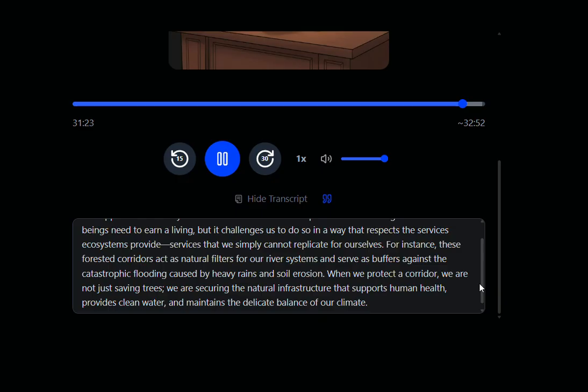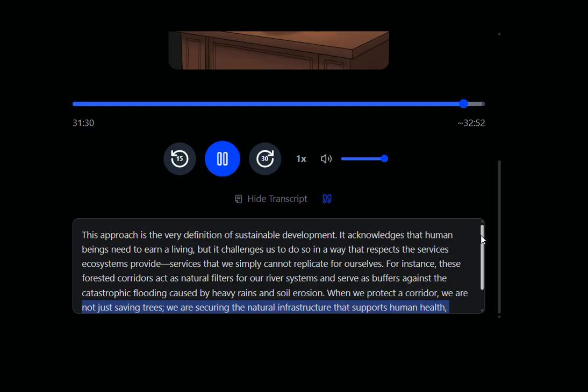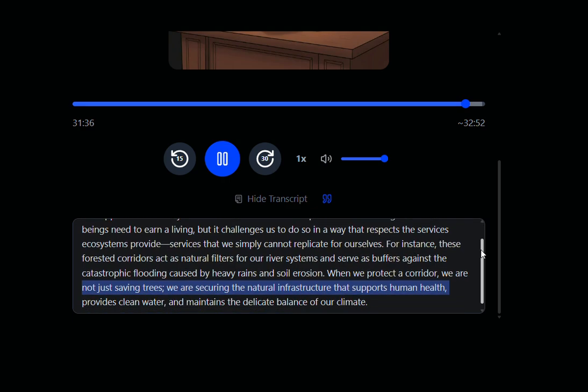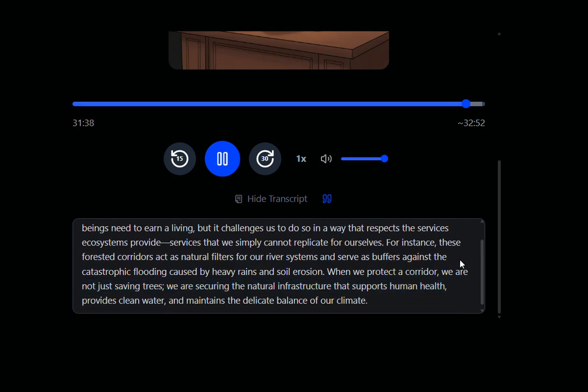This approach is the very definition of sustainable development. It acknowledges that human beings need to earn a living, but it challenges us to do so in a way that respects the services ecosystems provide, services that we simply cannot replicate for ourselves. For instance, these forested corridors act as natural filters for our river systems and serve as buffers against the catastrophic flooding caused by heavy rains and soil erosion.